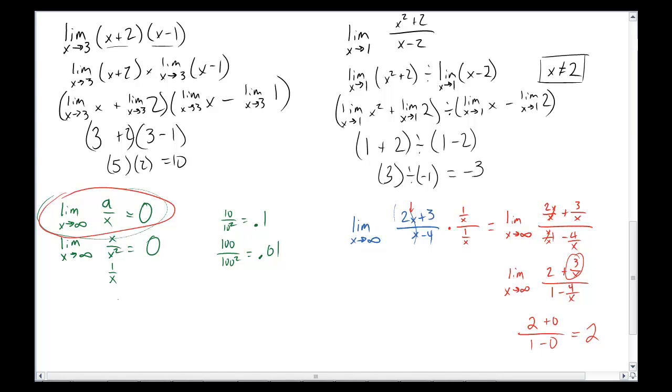All right, let's look at one more. Let's look at the limit as x approaches infinity. And let's, what the heck, throw in a squared now.